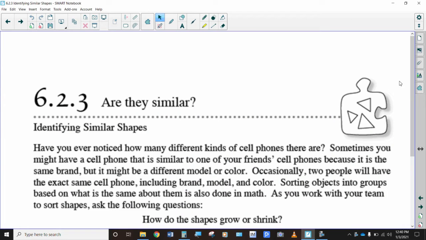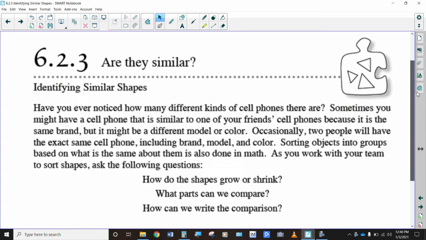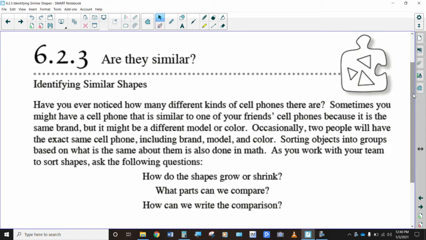Have you ever noticed how many different kinds of cell phones there are? Sometimes you might have a cell phone that is similar to one of your friend's cell phones because it is the same brand, but it might be a different color or a different model. Occasionally, two people will have the exact same cell phone, including brand, model, and color. Sorting objects into groups based on what is the same about them is also done in math.